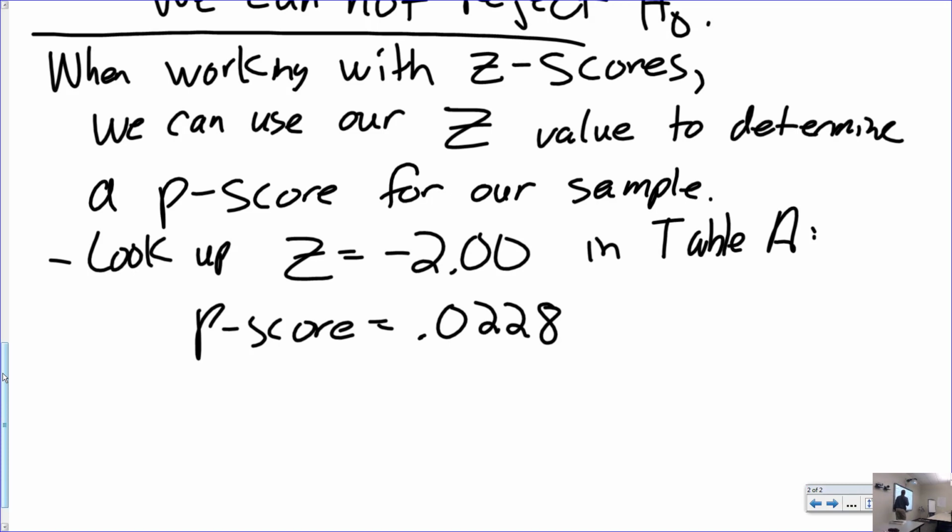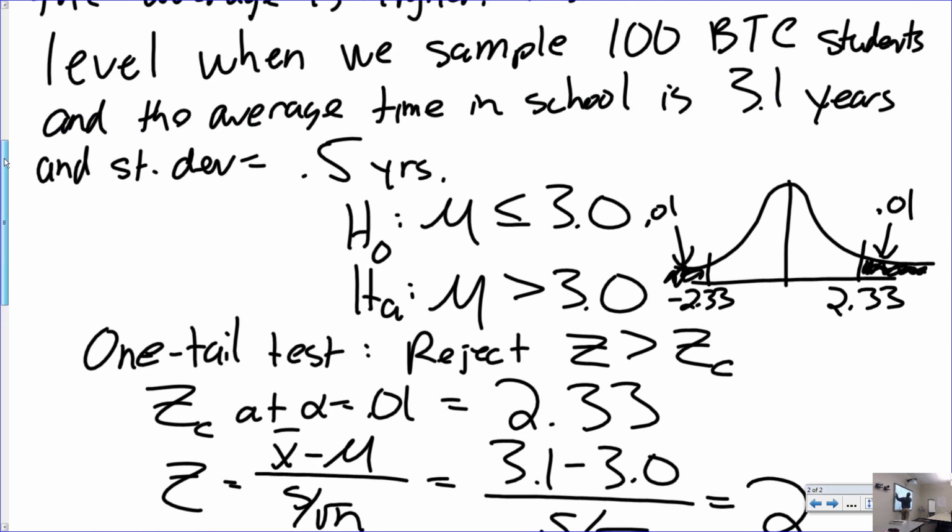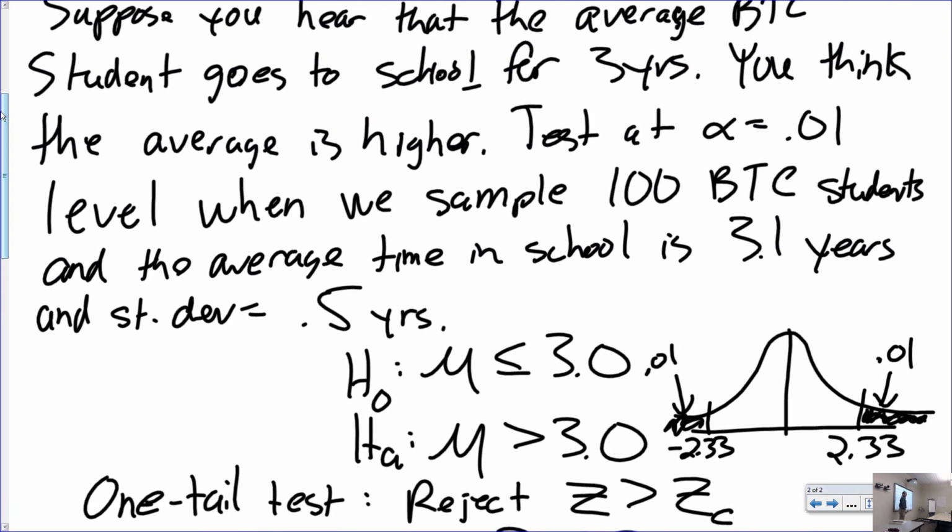And the idea here, folks, is that this p-score is telling us what level of significance our data is at. Okay? So our data is at basically 0.0228 level of significance. Is that within our 0.01 level of significance? In other words, is it less than our alpha? Is 0.0228 less than 0.01? No. This is another reason that you will reject or not reject the null hypothesis.